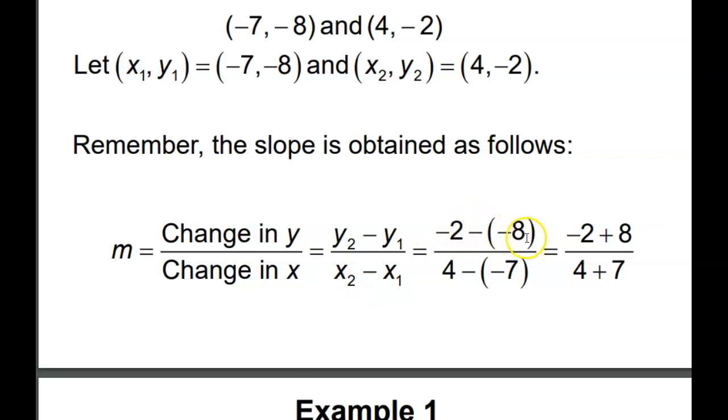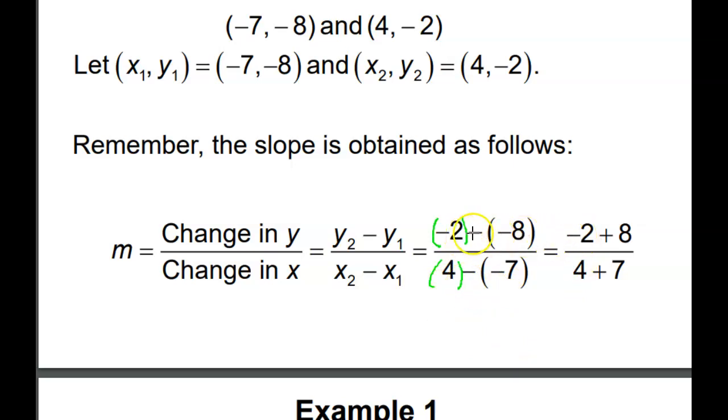You want to put your negative numbers in parentheses. As a matter of fact, I would recommend just putting everything in parentheses if it gives you less trouble. So, here's parentheses here and here. You're going to put your y2 in this parentheses, your y1 in that parentheses. There's always a subtraction between them. You're going to put your x2 in this parentheses, your x1 in this parentheses. There's always a subtraction between them.